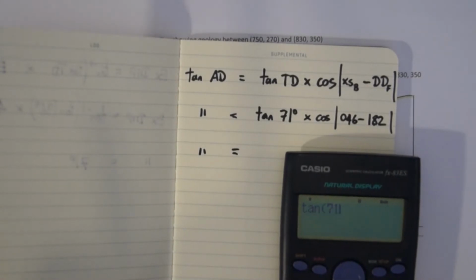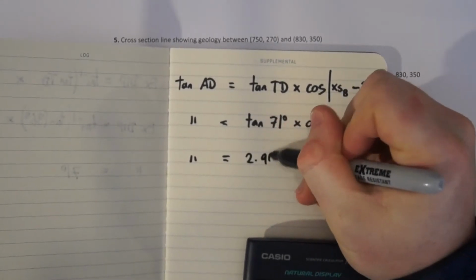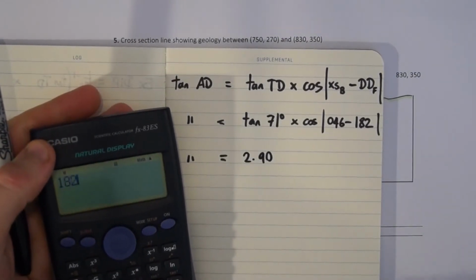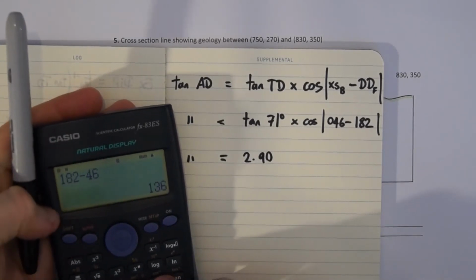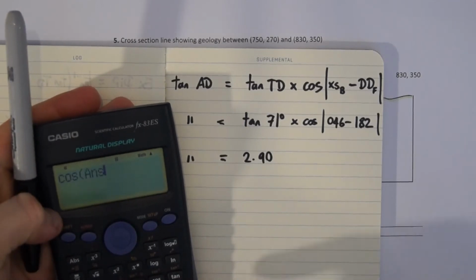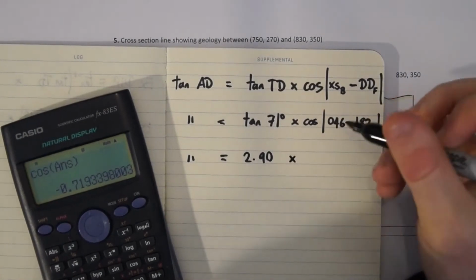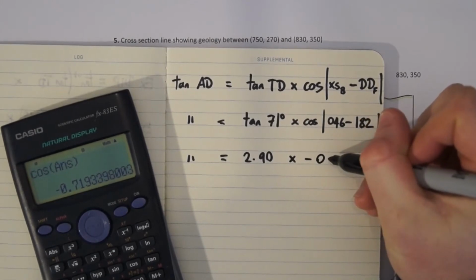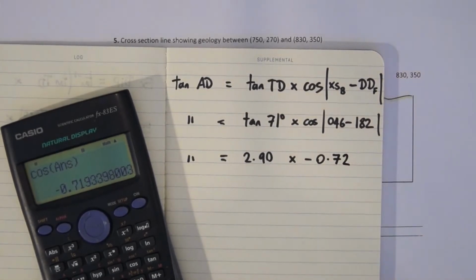Okay, so to simplify that down, the tan of the apparent dip is equal to the tangent of 71, which is 2.90, and then the cosine of 182 minus 46. If I take the cosine of that answer, that comes to minus 0.72.